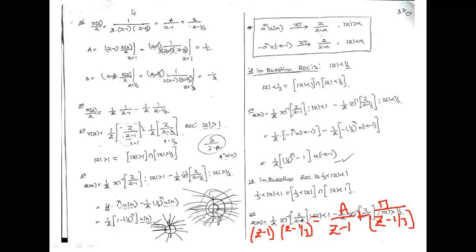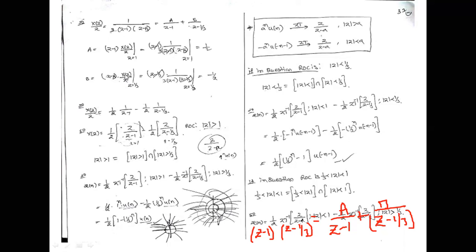X of z by z is 1 by 3 into z minus 1, z minus 1 by 3. The z minus 1 and z minus 1 get cancelled. You can substitute z equal to 1 in this function. So 3 into 1 minus 1 by 3. Take 3 minus 1, 2, and the 3 gets cancelled. So 1 by 2 is the value of a.